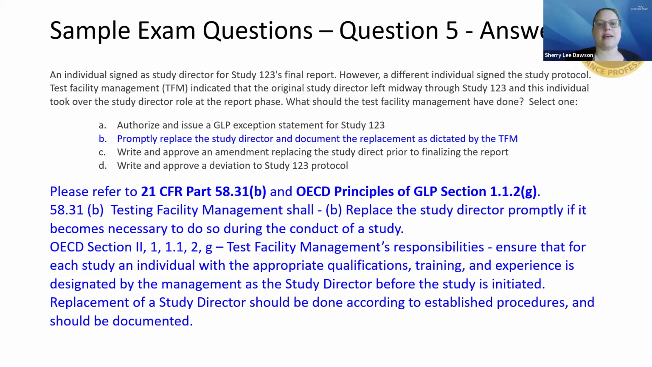The key, I get what you're saying, but as you can see from the FDA citation, replace the study director promptly. So promptly is the key word. I think B would have been more clearly, obviously correct if it said promptly issue an amendment replacing the study director and so on. I think that would have been much more clear that it was the right answer.